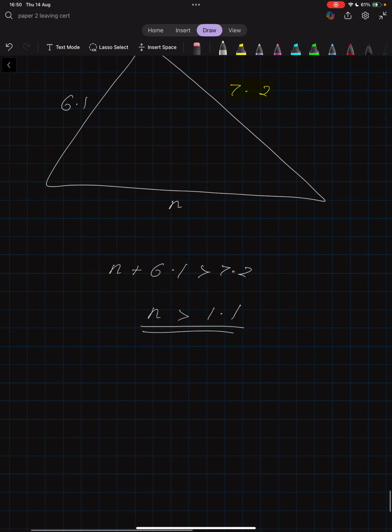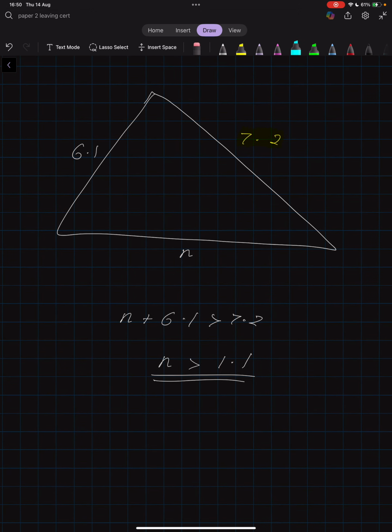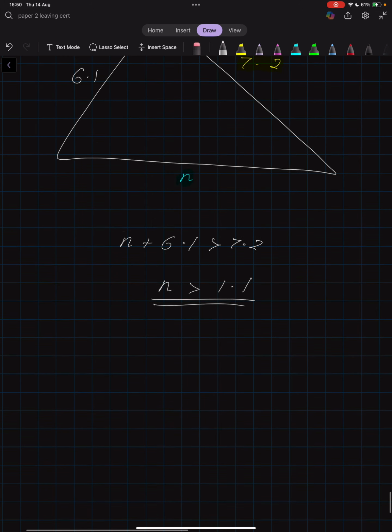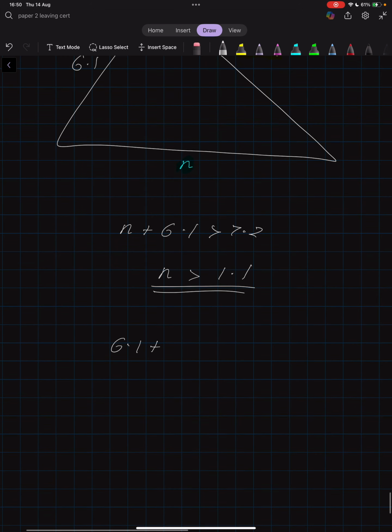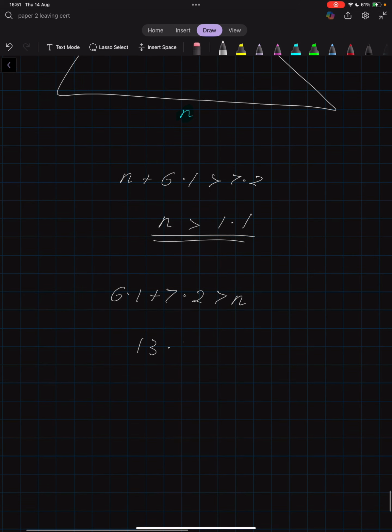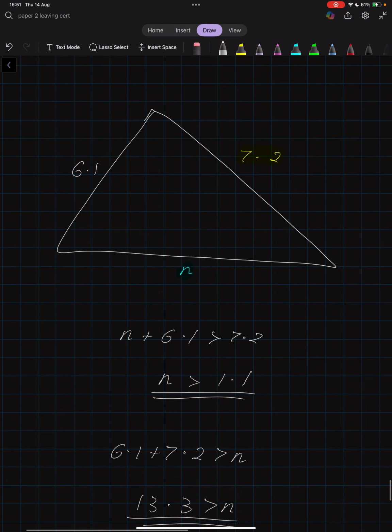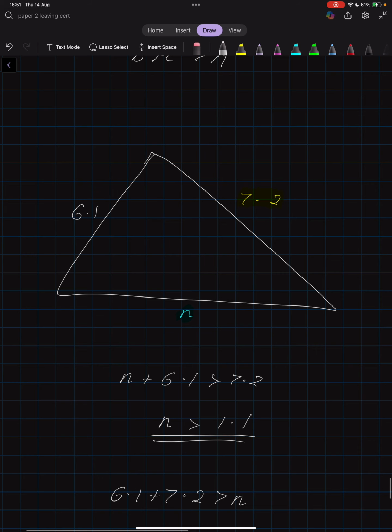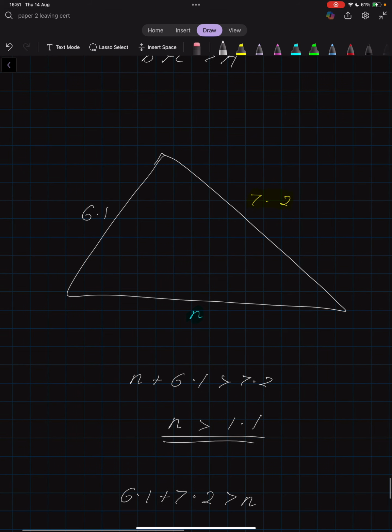Okay? For the maximum value of n, well, if n is now a max, then all of a sudden this is the biggest side. So now you have that 6.1 plus 7.2 has to be greater than n. So 13.3 is greater than n. So if you want this triangle to work, n has to be between 1.1 and 13.3. That's the only possible way you can make a triangle. Okay, which is quite interesting. You can't just throw any sides together. It has to be pretty specific.